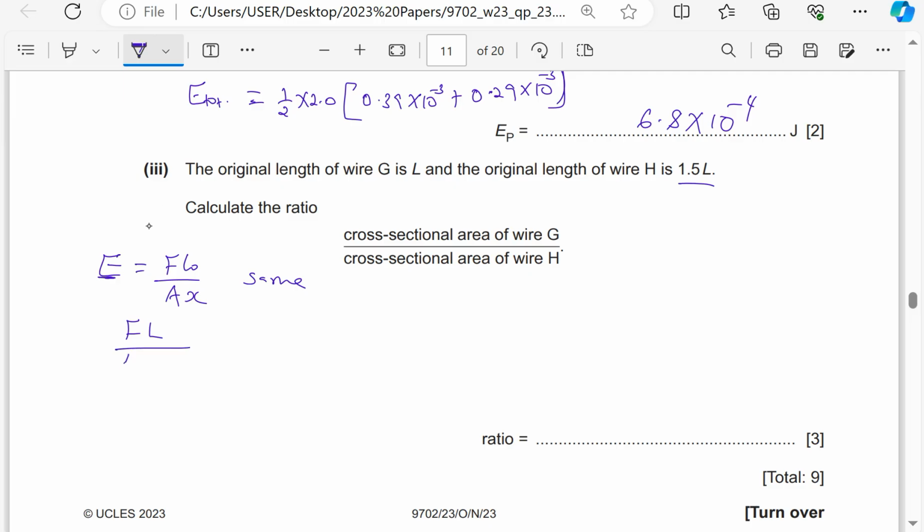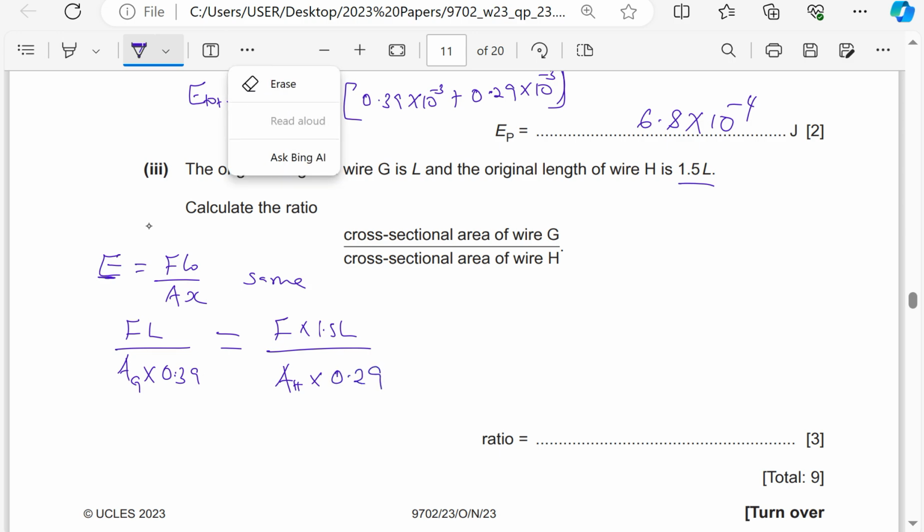Let's say the cross-sectional area of G is AG, times its extension, which we have seen is 0.39 millimeters. This should be equal to the Young modulus of H, where F is the same, but the length is 1.5 L, its cross-sectional area is AH, and its extension is 0.29. I'll cross out some of these for clarity. F cancels, L cancels. I want AG over AH, so I'll just cross multiply.